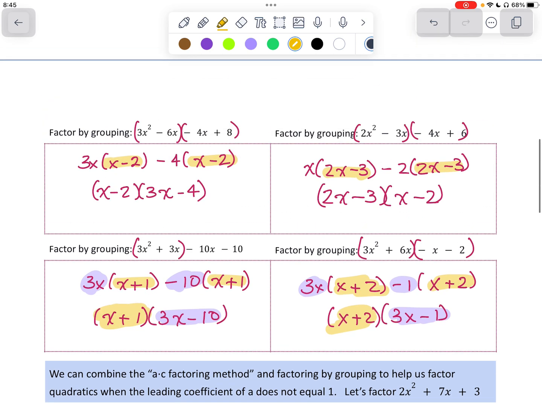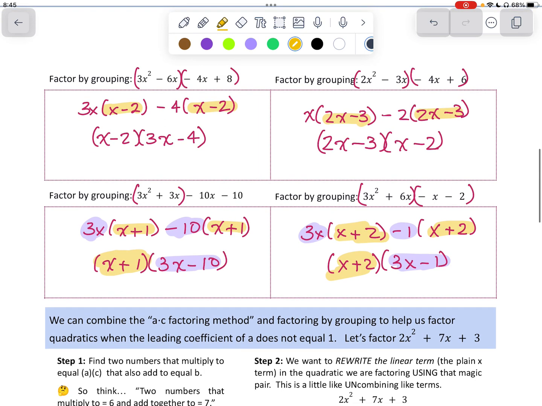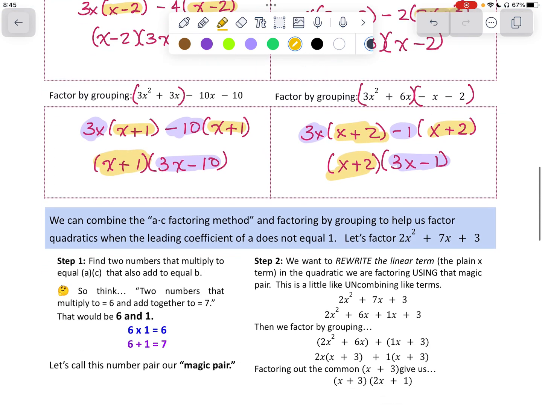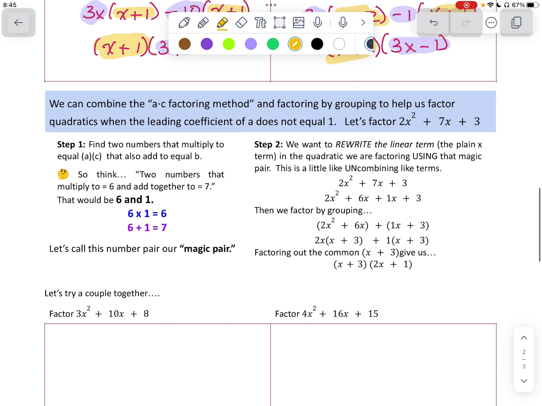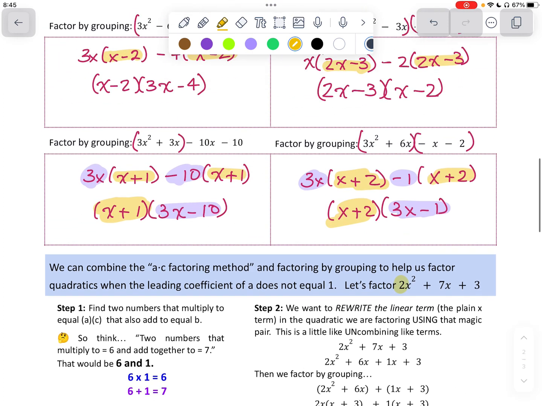And that is factoring by grouping. That's a really key component in what we're going to do next when we combine the AC factoring method and we have an A value that's not equal to 1 anymore. And that'll be the next part.